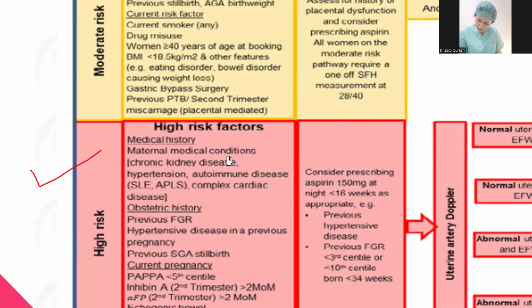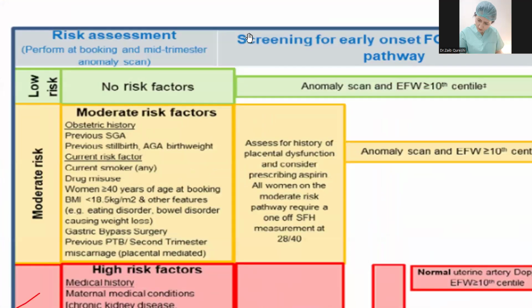All right, clear everyone? High risk factor and moderate risk factor. At least make a concept now, and later on, once you revise it by yourself, I think it's going to be very easy to understand.